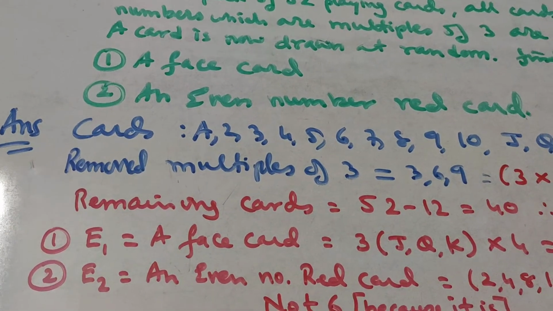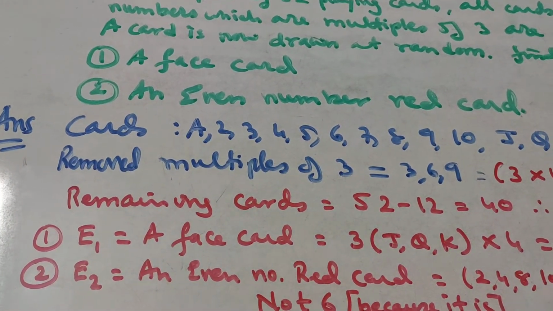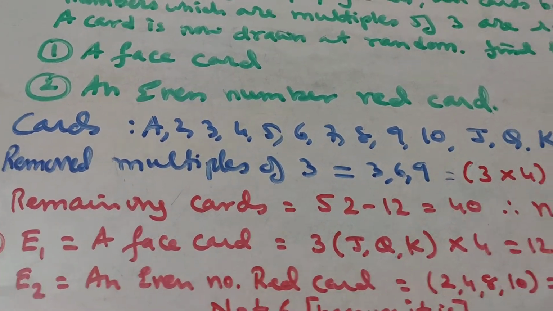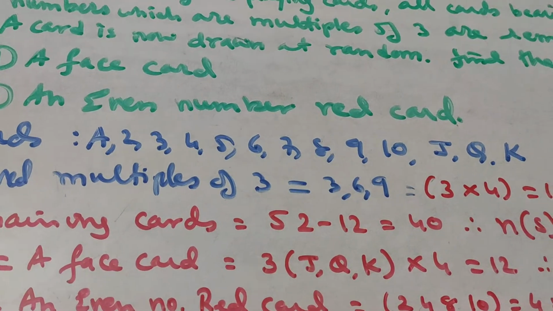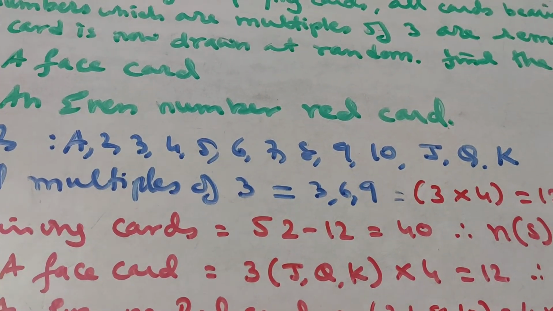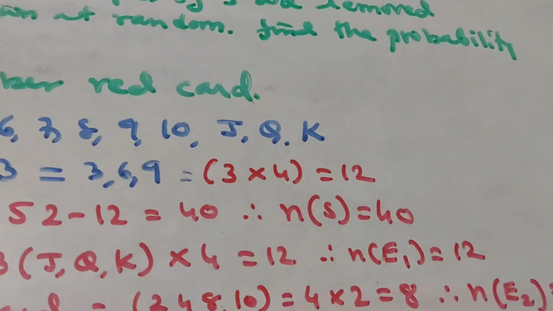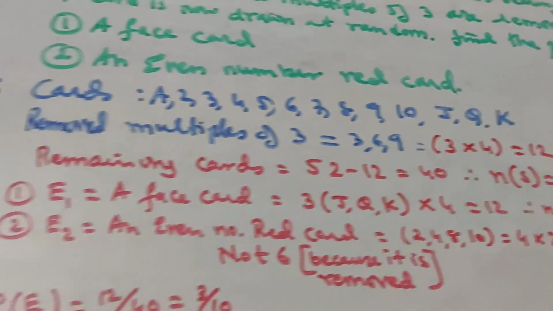Now event 1 that we require to find: a card is a face card. Face card, that is jack, queen and king. So 3 are there in each suit and total 4 suits in the deck. So it is 3 4s are 12. So you find 12 face cards, and n(E1) is equal to 12.